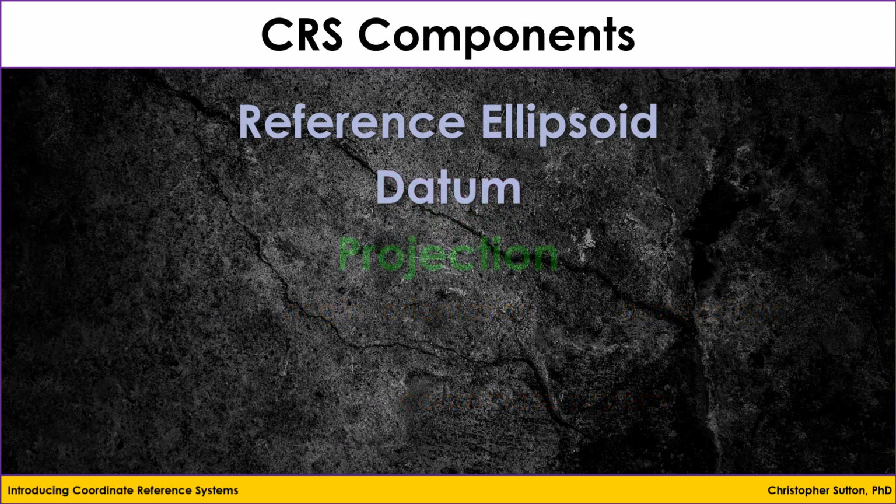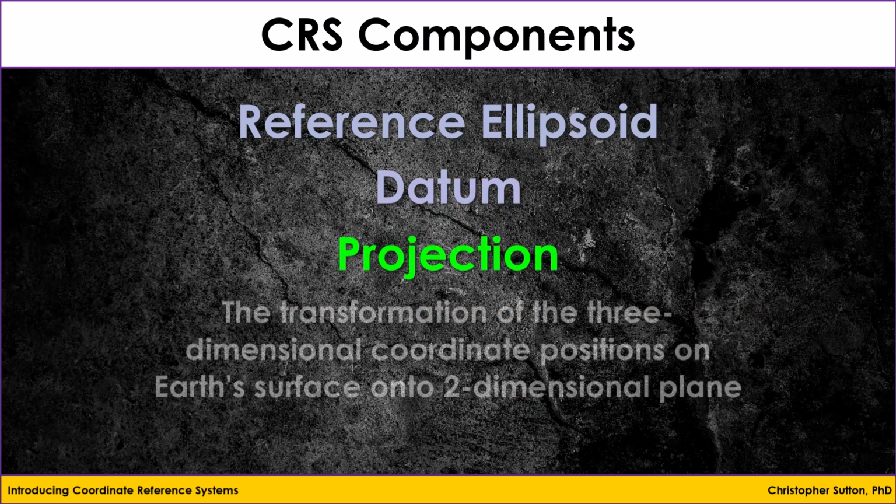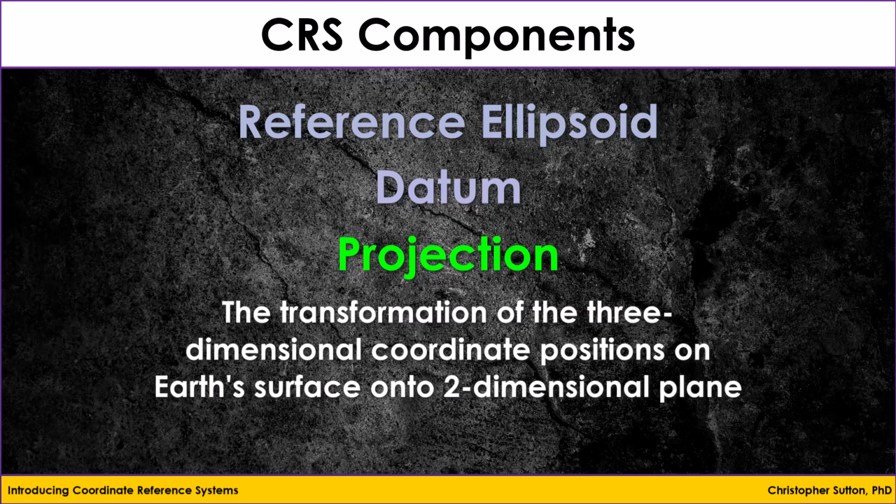The third component is a projection, which is the transformation of 3-dimensional coordinate positions on Earth's surface onto a 2-dimensional plane. Because Earth is a 3-dimensional object, representing it on a flat surface inherently involves distortion. Different map projection techniques are employed to mitigate these distortions, with the choice of projection being determined by the map's intended purpose or the specific geographic area it represents. I will have a series of videos on map projections coming up later.